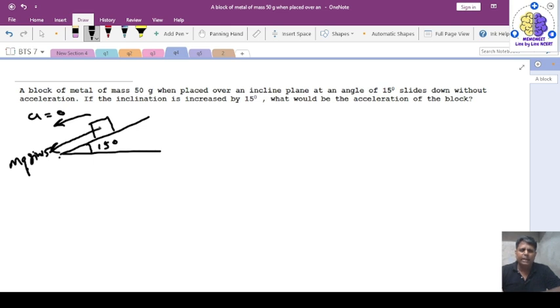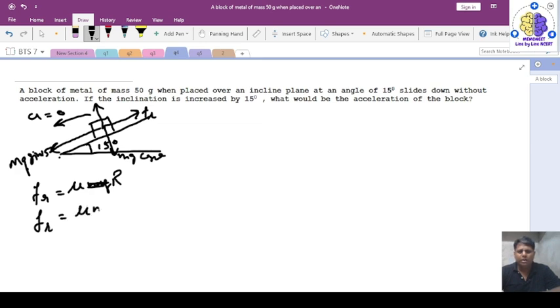And because it is sliding down without acceleration, there will be some frictional force also acting over here, and the frictional force Fr is equal to mu mg, sorry, not mu mg, it will be mu R. And here we have seen that this R is equal to mg cos theta. So the frictional force Fr is equal to mu mg cos theta.